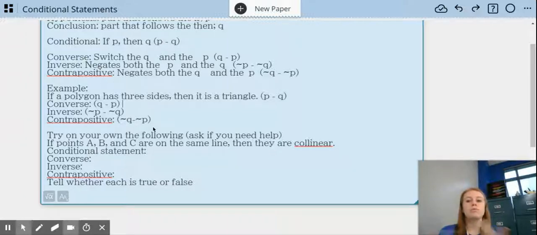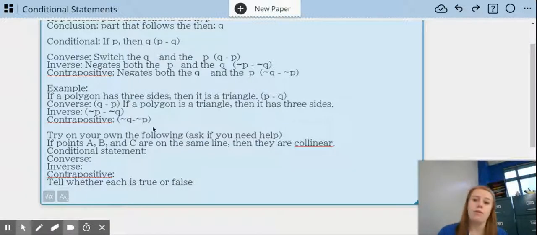The converse, let's switch those, okay? If a polygon is a triangle, then it has 3 sides. So we just switched our 2 statements around. So if Q, then P. It's important to remember when you're writing these sentences that they need to make sense. So if you wrote, if it is a triangle, then it is a polygon with 3 sides, then okay, it makes a little bit of sense. But just make sure whenever you're switching things around that they actually make sense.